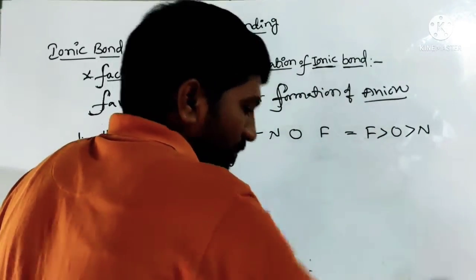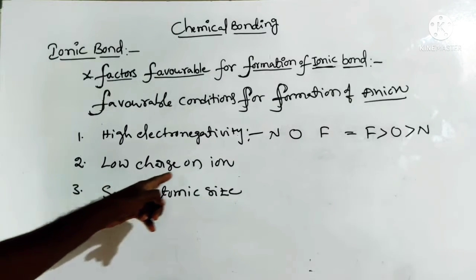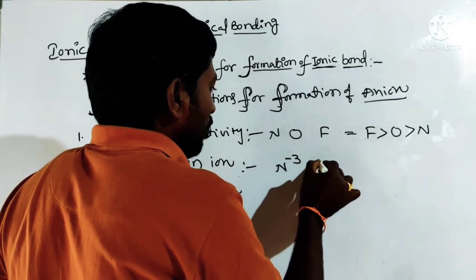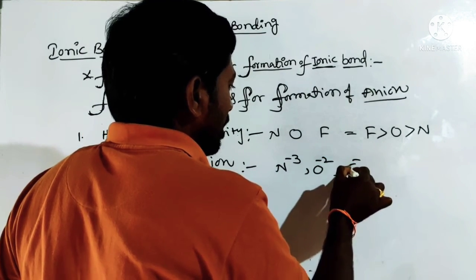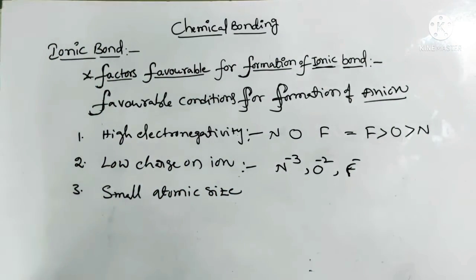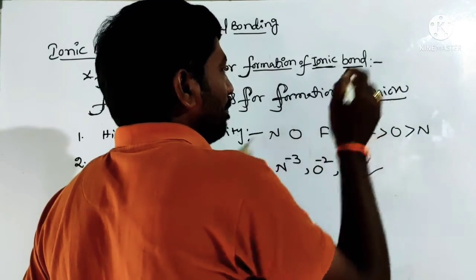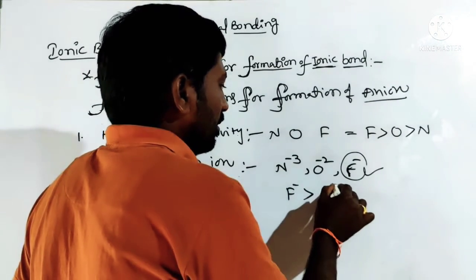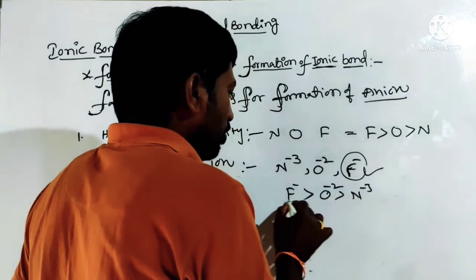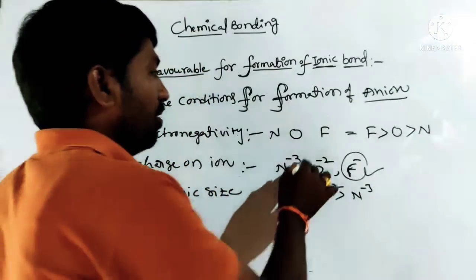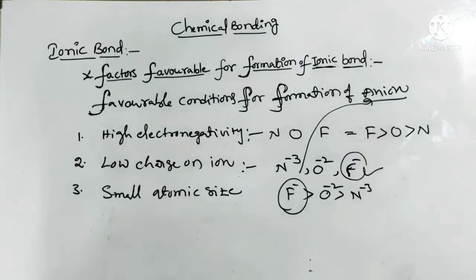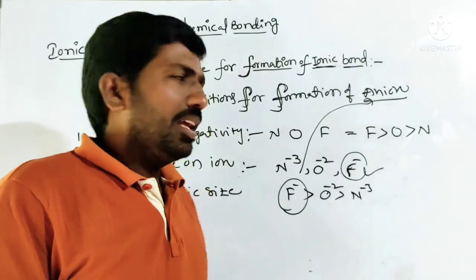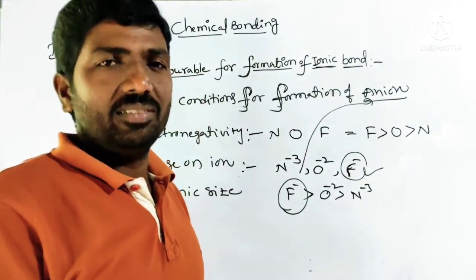Next point, favorable condition for anion formation: low charge on ion. For example, N minus 3, O minus 2 and F minus. In these three, F minus has the lowest charge, so its formation is very easy as an anion. Low charge on ion is a favorable condition for formation of anion. Low charge means single charge. We can add one electron easily, compared to adding 2 electrons or 3 electrons, which is very difficult.